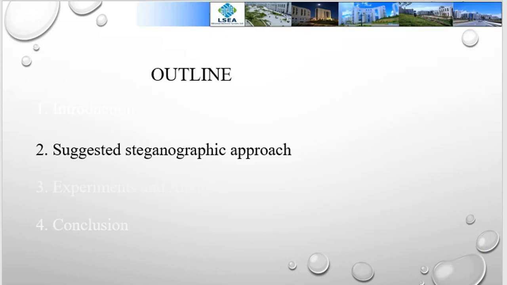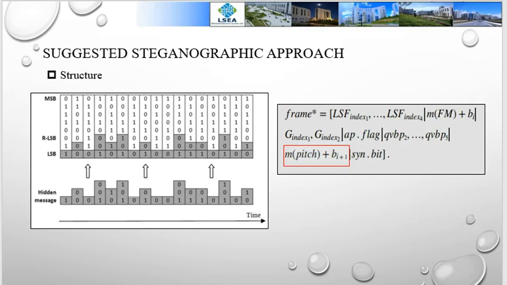Now I will explain in detail our proposed approach. First of all, the frame in MELP is composed of many parameters, such as 4 LSFs, Fourier magnitudes, 2 gain parameters, a periodic flag which identifies periodic voiced and unvoiced speech, one pass voicing, and pitch and synchronization bits. So we will apply a random least significant bit to embed our secret information in the pitch.